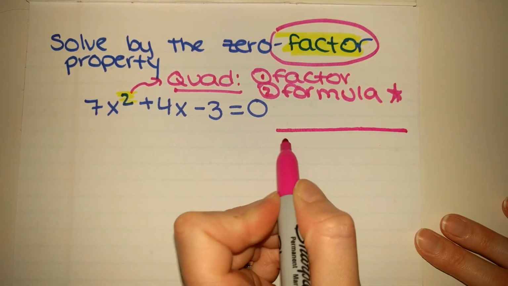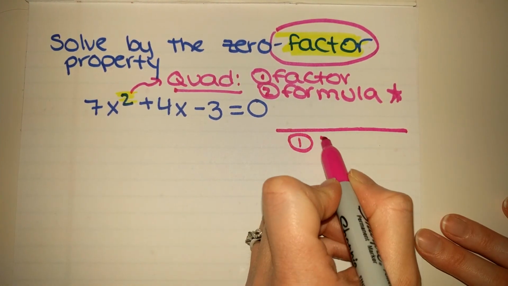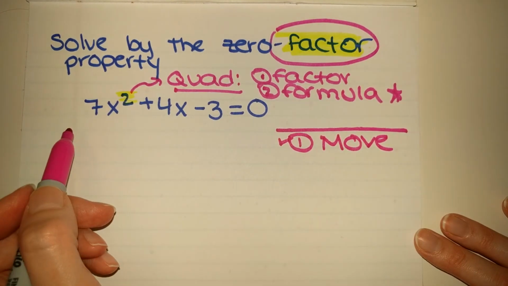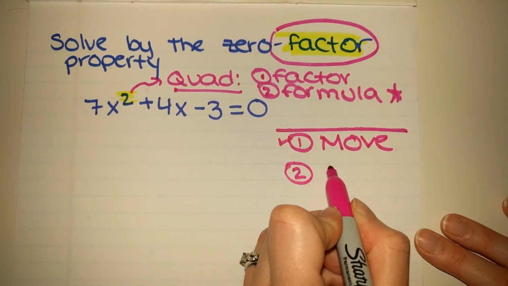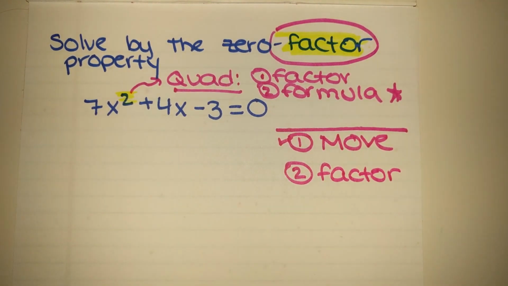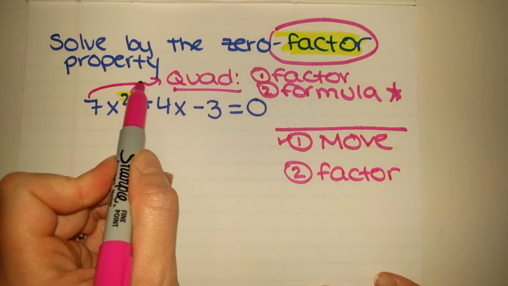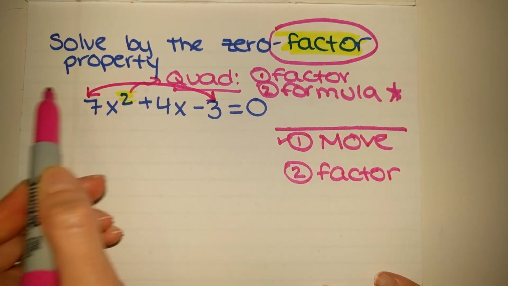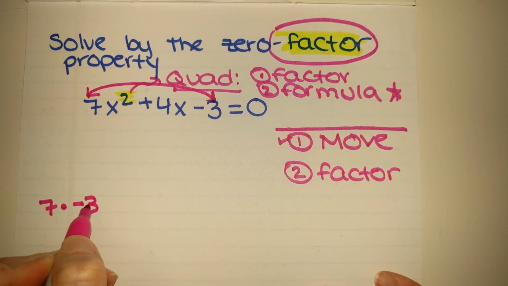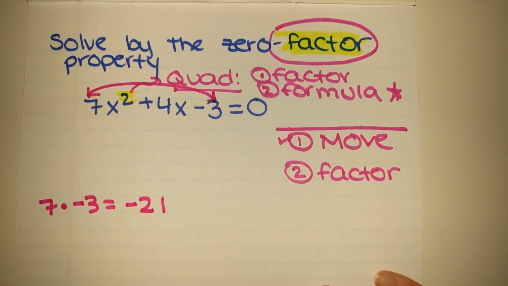So with the factoring method, the first thing that we need to do is move everything over to one side. So that is done for us here. Then the second step, of course, is to factor. Now, with factoring, there's so many different methods. One method that's the tried and true is the AC method, where you look at the factors of the first times the last. So you think about 7 times -3, which gives us -21.